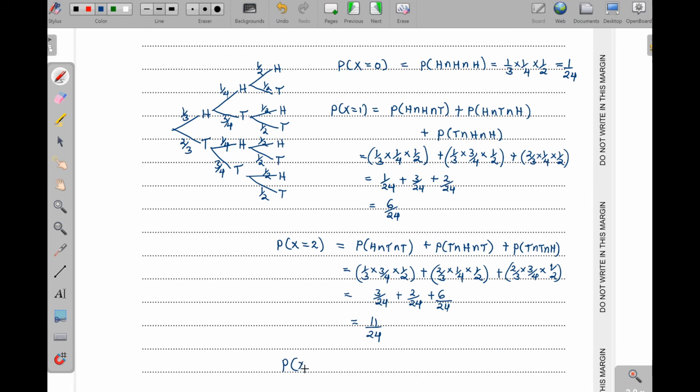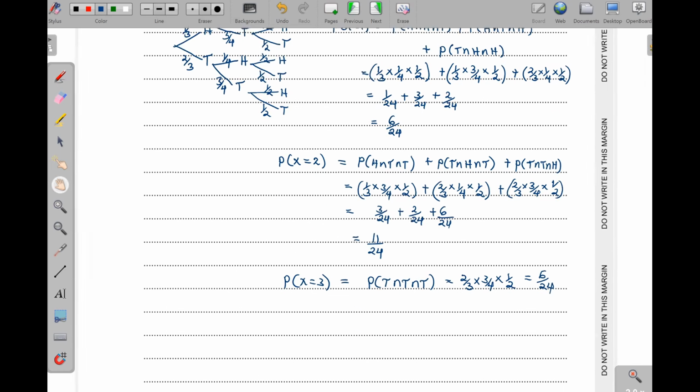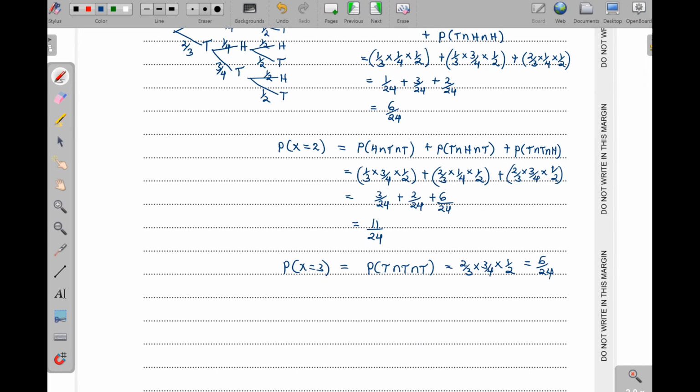Then lastly, x is equal to 3. All three tails means you have tail, tail, and tail. So we have 2/3 times 3/4 times a half, which is going to be 6/24. Then from there, we can draw our table.